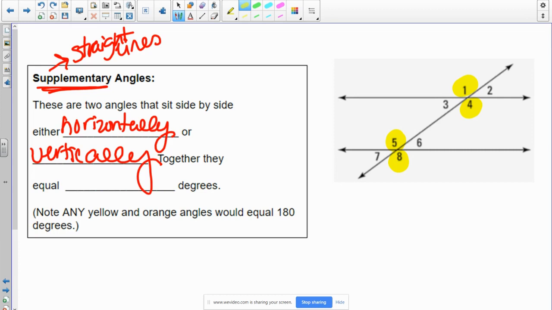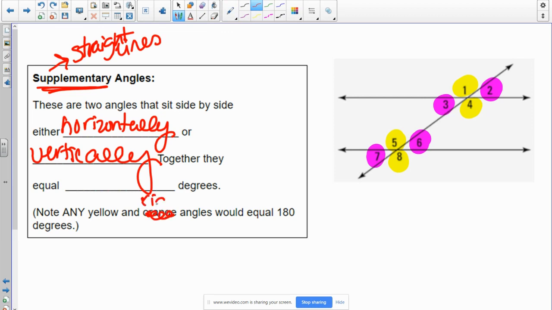I know they say that really fast, but by the time you get done with this, you should quickly be able to determine that. And 2 is going to be congruent to 3 because they're vertical. 3 is going to be congruent, let's go to 7 because they're corresponding. And 7 is going to be congruent to 6 because they're vertical.